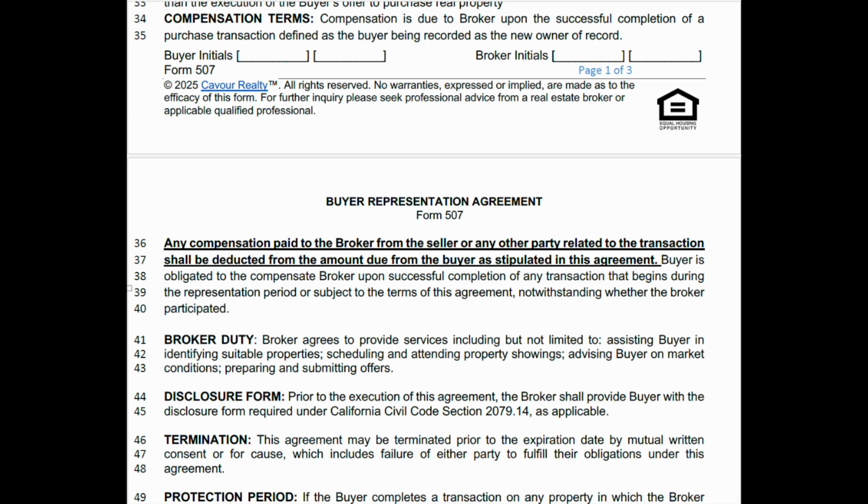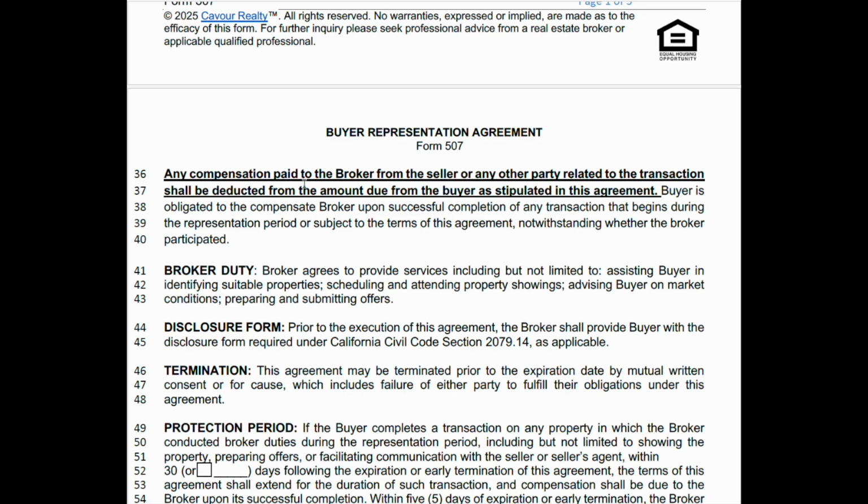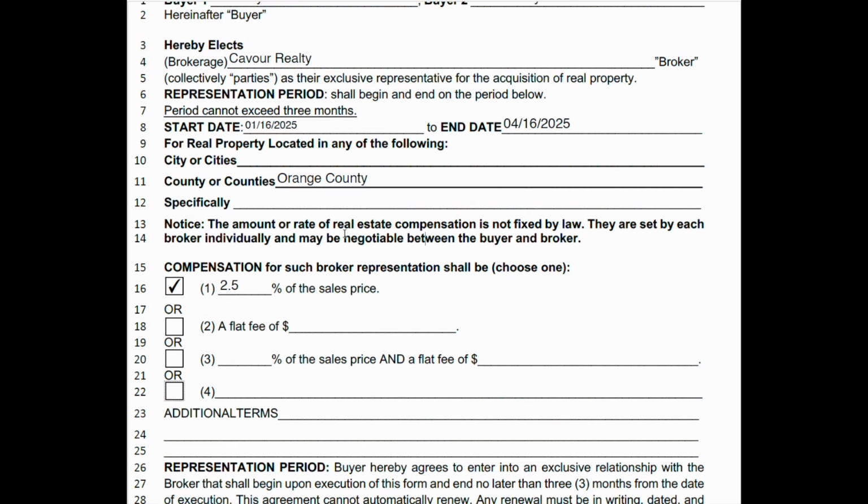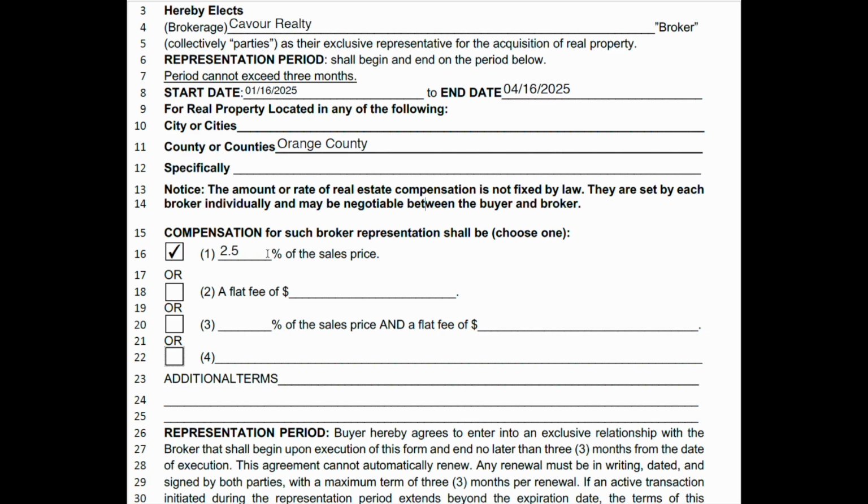So when the buyer asks you about their obligation to pay, you can point them to the very top of page 2, which is line 36. We're on page 2. Any compensation paid to the broker from the seller or any other party, even if it's from the listing broker or whomever, that amount shall be deducted from the amount due from the buyer as stipulated in this agreement. So whatever is stipulated here, in this case 2.5%, whoever pays the broker, that amount is going to be deducted. So if the seller pays me 2.5%, that amount is deducted.